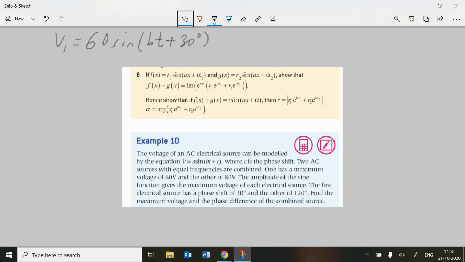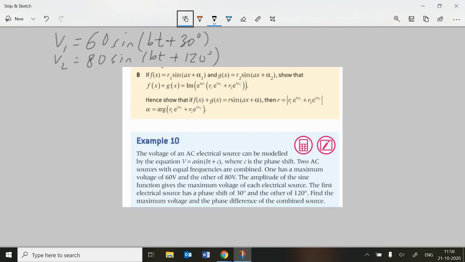Everything is in terms of degrees in this question, not in terms of radians. So we need to make sure that our calculator has that in its settings, in the document settings. And V2 here is equal to 80 sine(Bt plus 120 degrees). Okay, find the maximum voltage and the phase difference of the combined source.